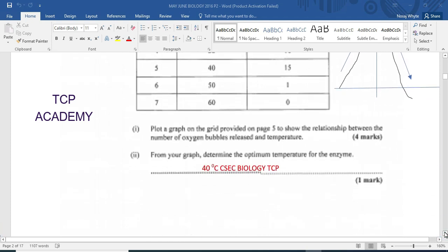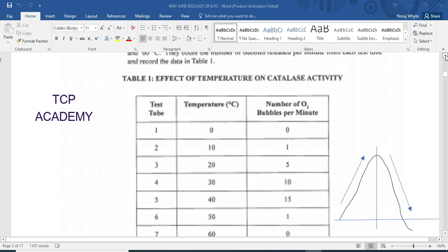So we're supposed to plot a graph on the grid provided on page 5 to show the relationship between the number of bubbles and of course temperature. So here we're seeing 2 things. It tells us what we're supposed to plot: number of bubbles versus temperature. Here it is very important that we understand the difference between the independent and the dependent variable, because it clearly says bubbles and temperature. So some students would put bubbles on the y-axis or on the x-axis and not really be sure what they should do.